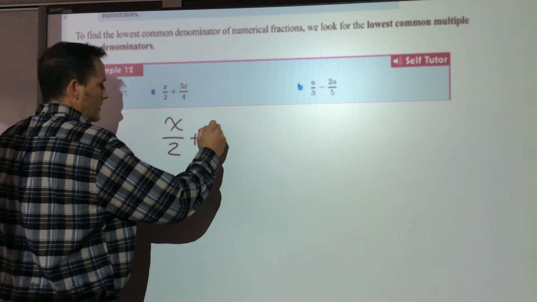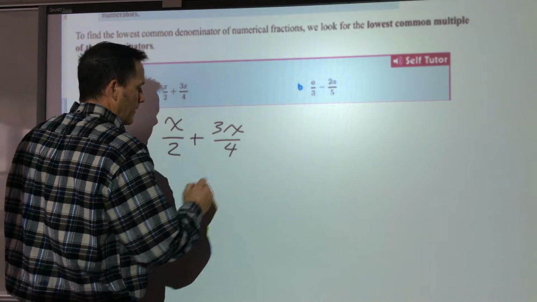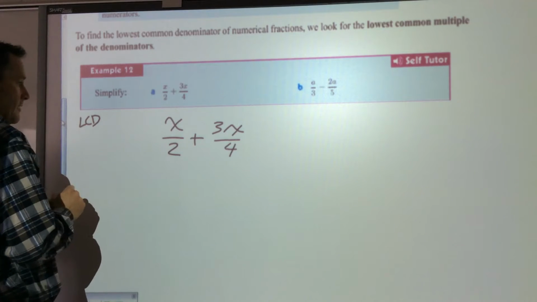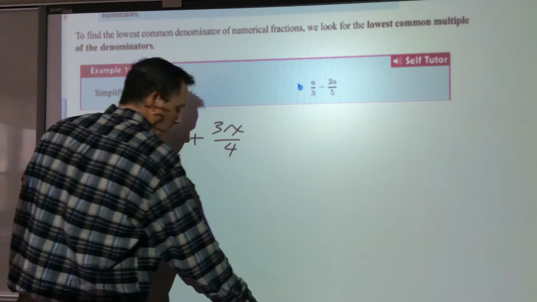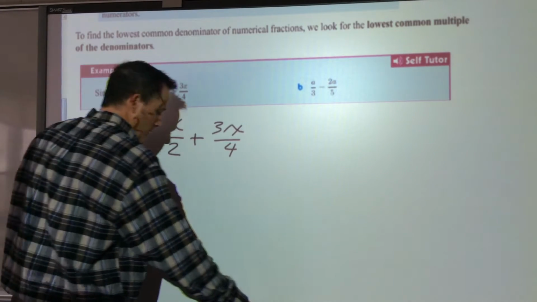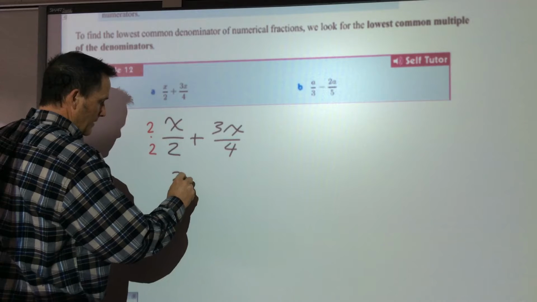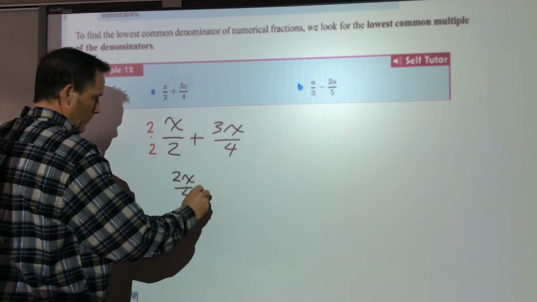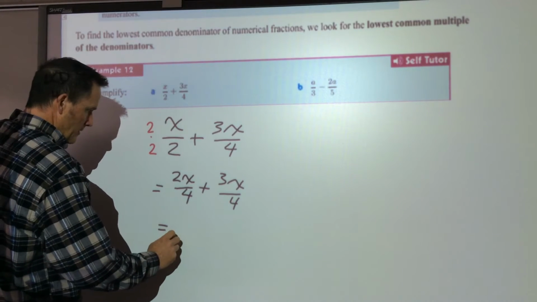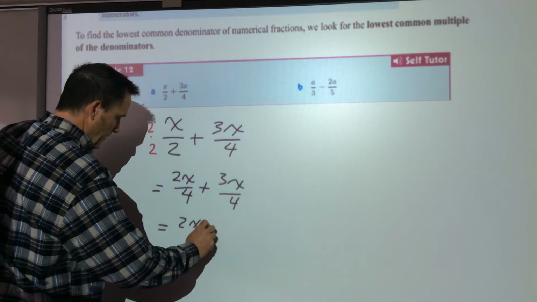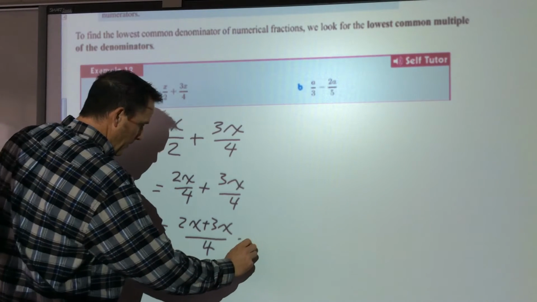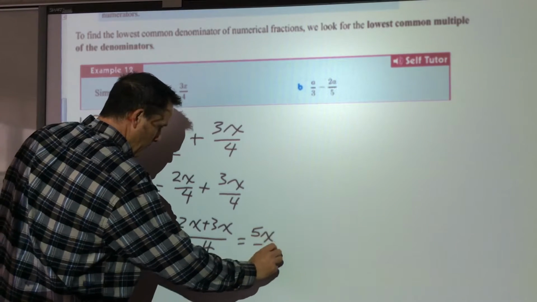I have x over 2 plus 3x over 4. Well, my lowest common multiple, or LCD, lowest common denominator, is 4. So I'm going to multiply this by 2 over 2. Just this one. And that gives me 2x over 4 plus 3x over 4. Now I'll do this in way too many steps. 2x plus 3x over 4 to end off with 5x over 4.